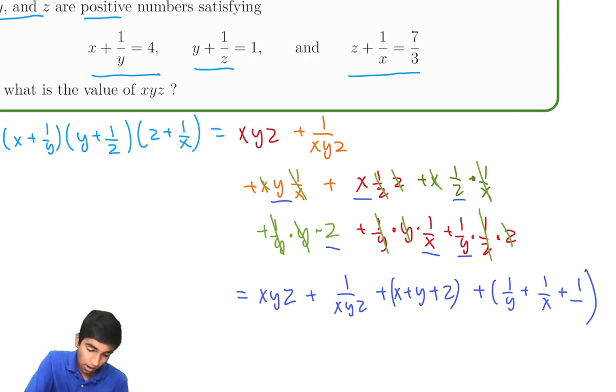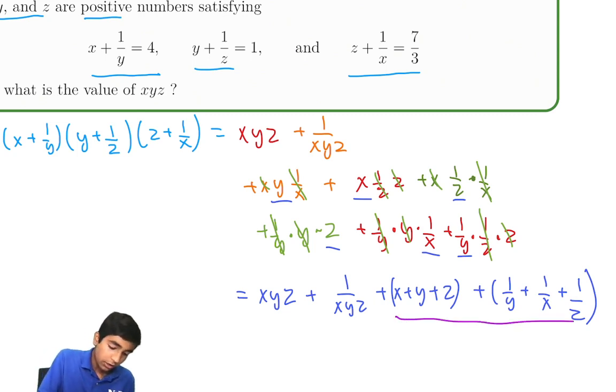Okay, so now we want to find x, y, z, right? So how can we get rid of this extra term? First of all, we know what this value is, right? This is just 4 times y plus 1 over z is 1 times z plus 1 over x is 7/3, which is 28 over 3, right?